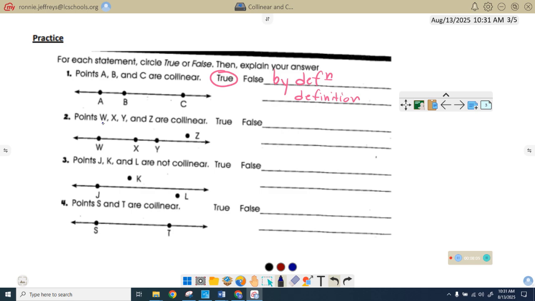All right. It says points W, X, Y, and Z are collinear. Are they collinear? Yes or no? True or false? False. And it's false because it fails the definition. Okay? It fails the definition because they're not on the same line. Pretty easy to give the reasoning behind it.